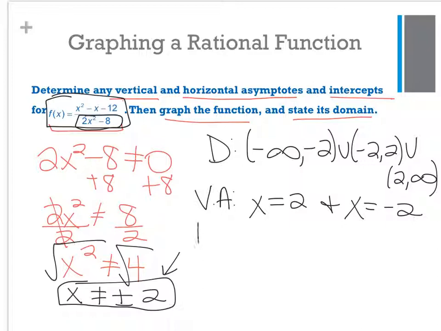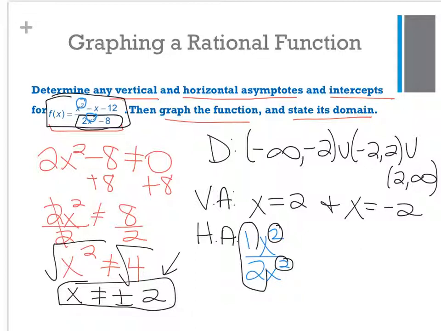For our horizontal asymptote, we look at the degree of each polynomial. So on top, my degree is 2. On bottom, my degree is 2. I get x squared over 2x squared. And on top, I have a coefficient of 1. And you have x squared over x squared. Since our degrees are the same here, then to determine our horizontal asymptote, we divide the coefficients. So if I divide the two coefficients, I end up with a horizontal asymptote at y equals 1/2.